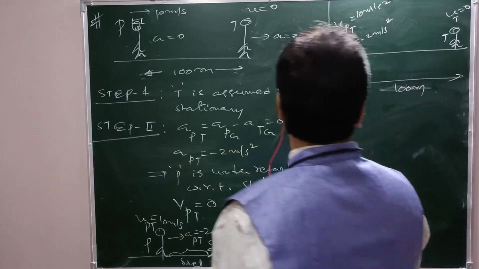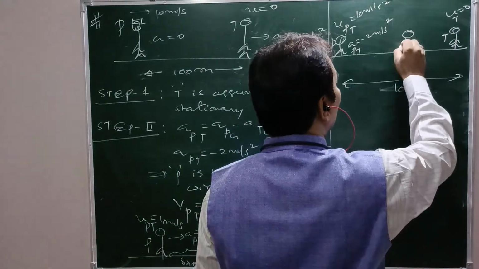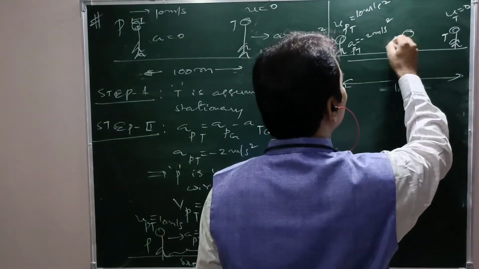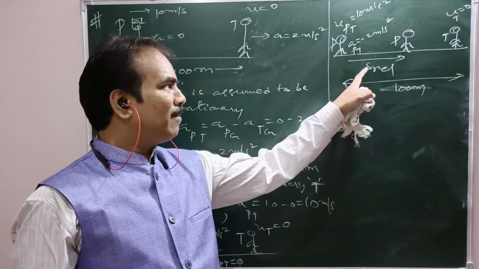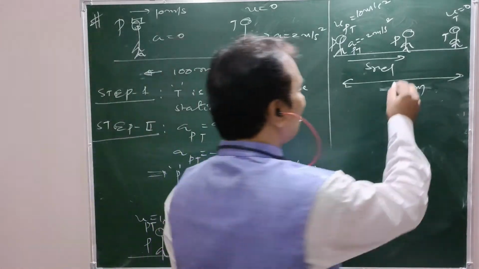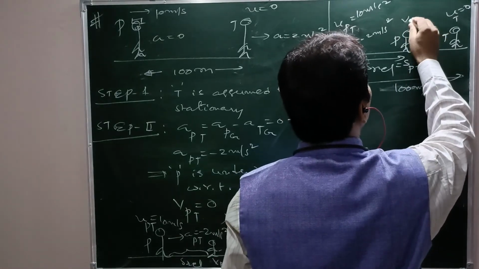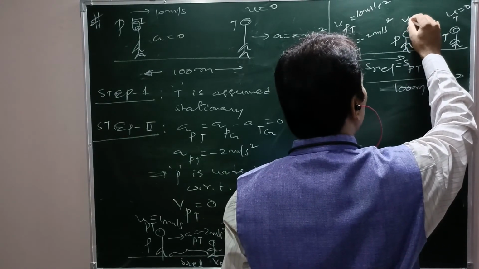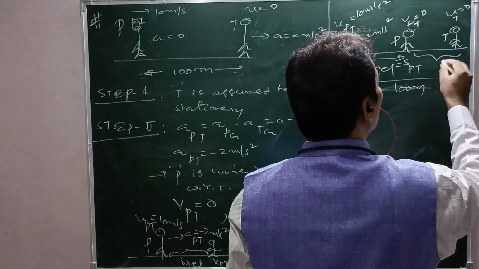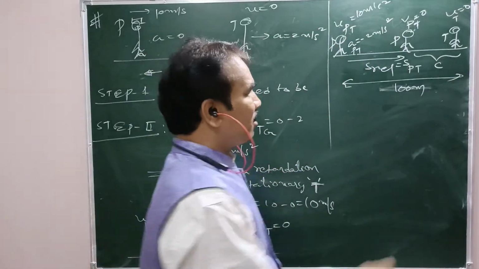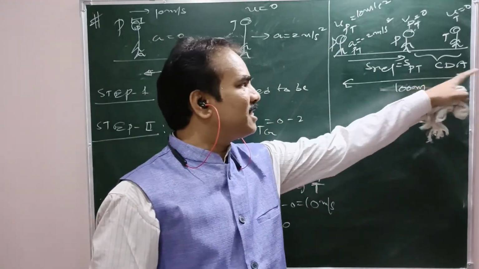Now, before his relative velocity becomes 0, the policeman reaches somewhere, right? So what is this distance? S relative means the displacement caused by the policeman with respect to the thief. Here, what is the velocity? The final relative velocity of the policeman with respect to the thief is 0. Now this distance becomes the closest distance of approach, CDA.